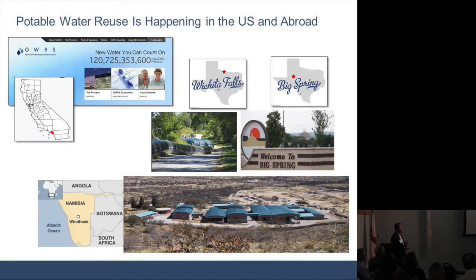And then in the U.S., we have two systems which fortunately and unfortunately, they're not working anymore. They could work, but they're not in use because Texas had rain that ended the drought, and so they weren't really needing to go this advanced treatment route. But Wichita Falls and Big Spring, Texas, had operating direct potable reuse systems. They were feeding water to their communities during periods of drought. So clearly not new. The other case stories I could talk about, but those are a few just to give you an overview.